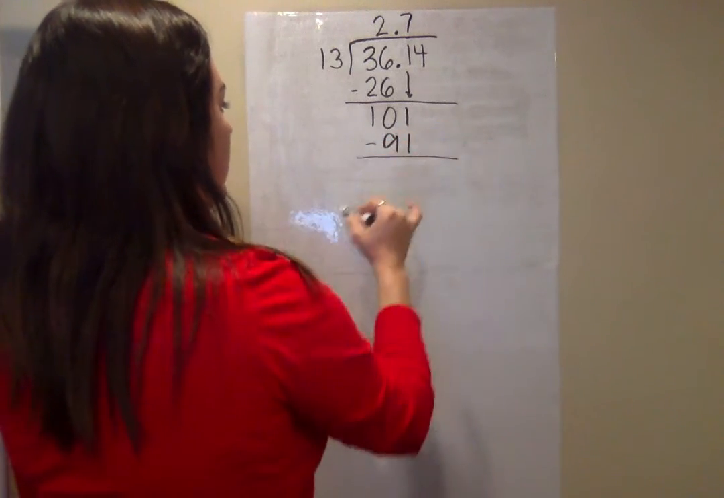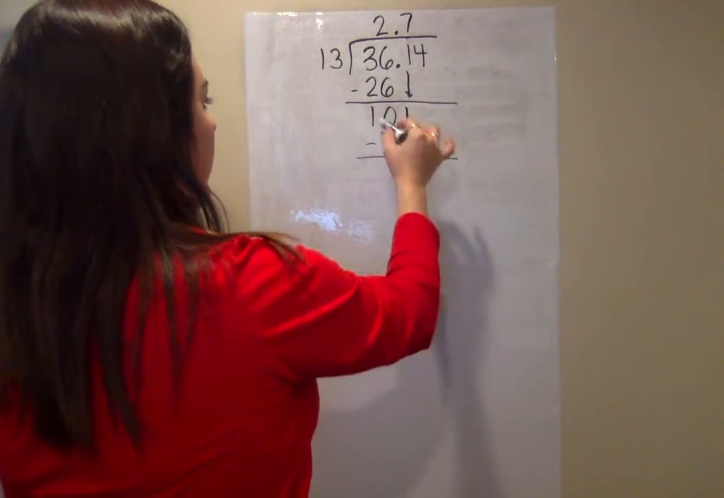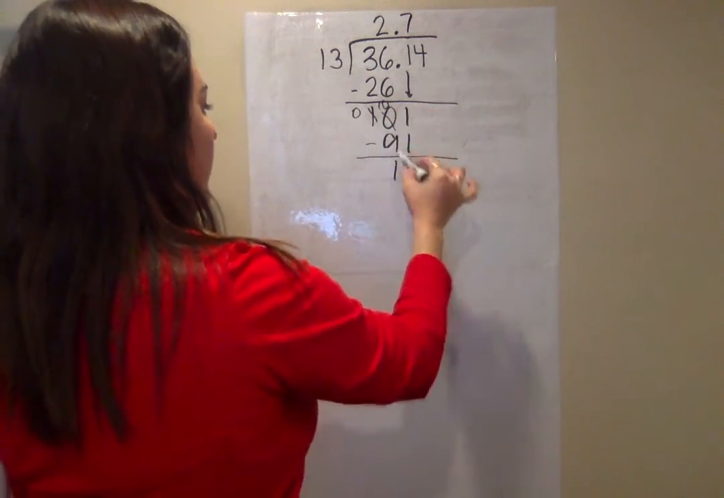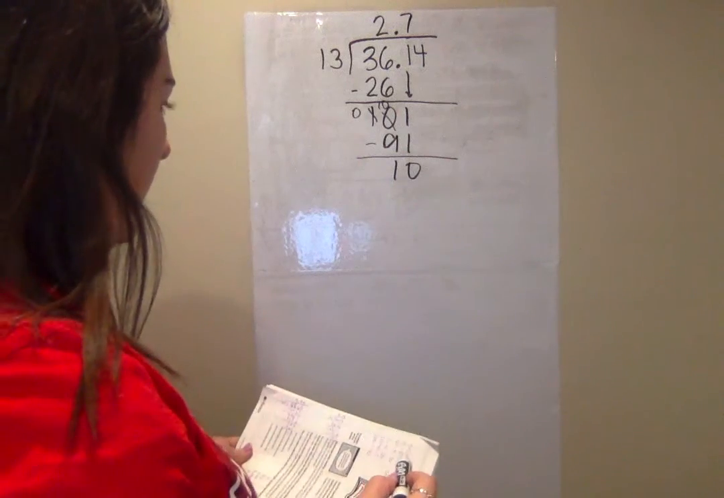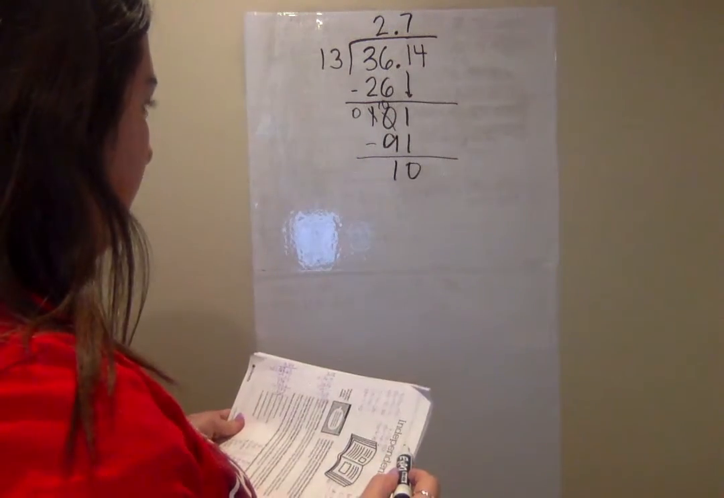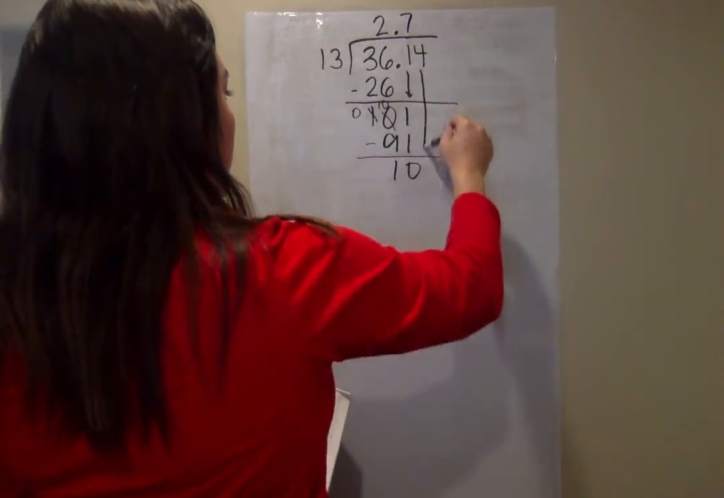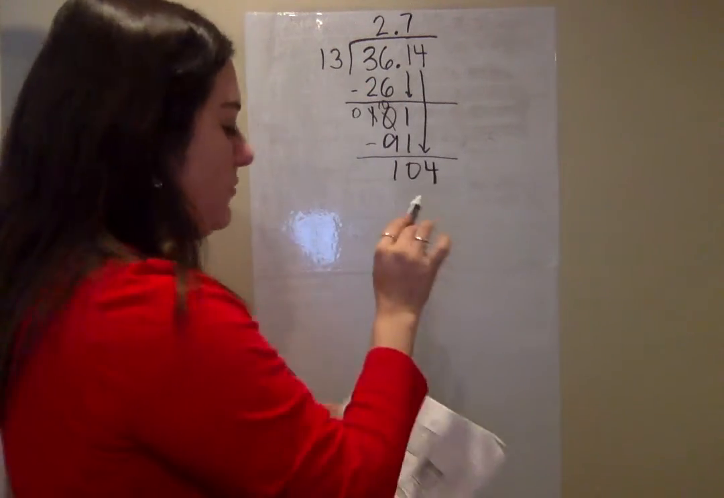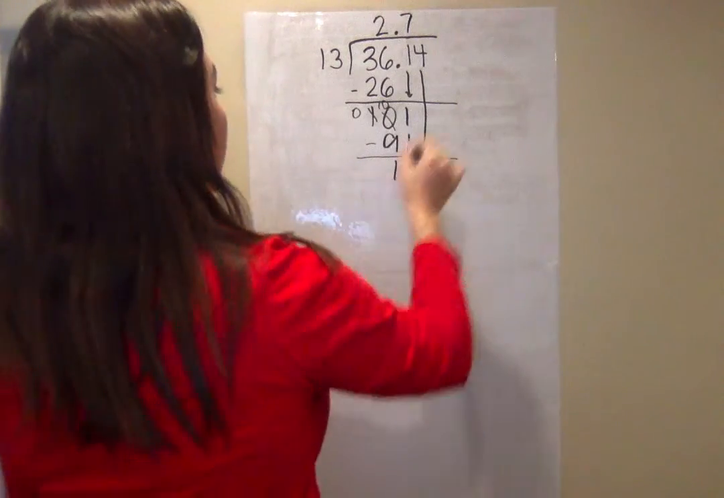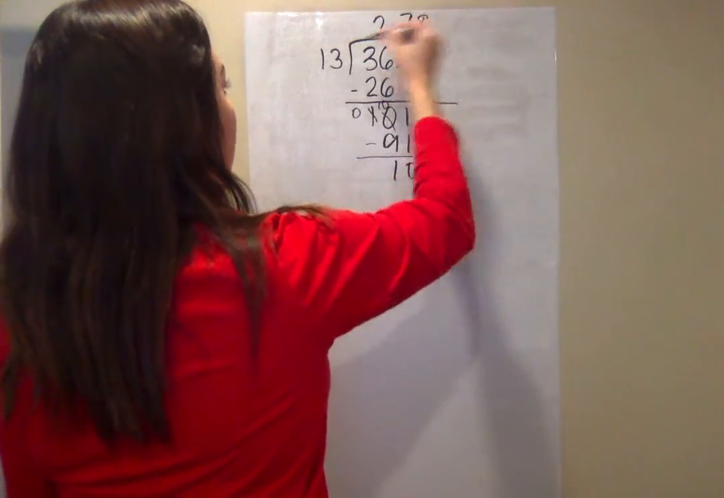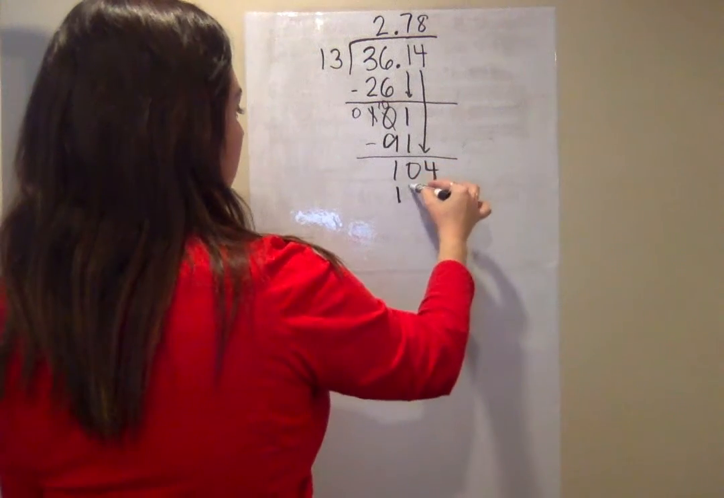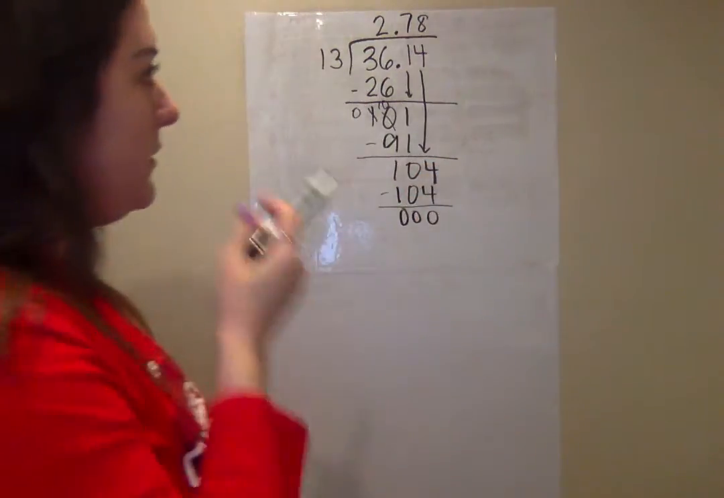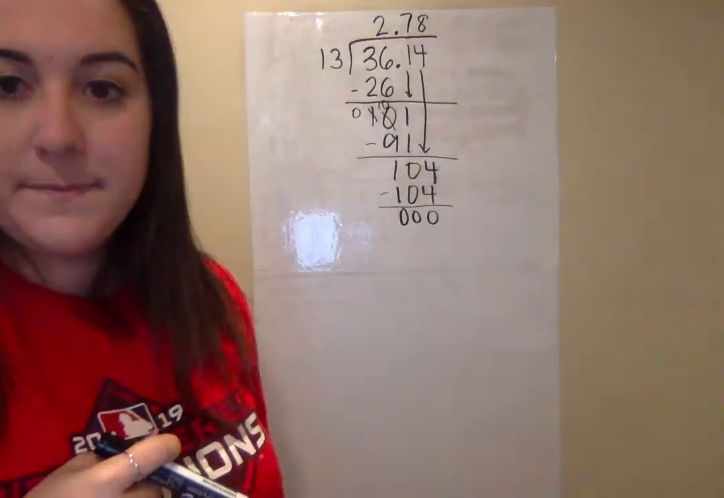And then I'm going to subtract. 1 minus 1 is 0. I can't take 9 from 0, so I have to borrow and regroup and make it a 10. 10 minus 9 is 1. Then I'm going to bring down my 4. Stop. How many times does 13 go into 104? You should have gotten 8 times. 8 times 13 is 104. And when you subtract, you get 0. So the quotient we got is 2 78/100ths.